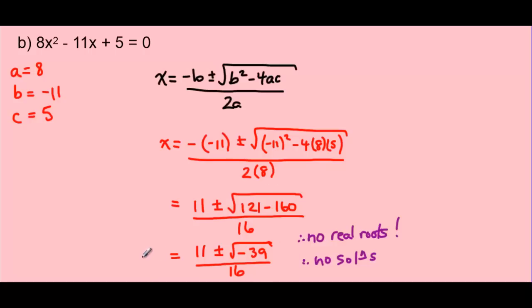So what would that parabola look like? Could you pause the video and draw a quick sketch as to what a parabola could look like that has no x-intercepts?